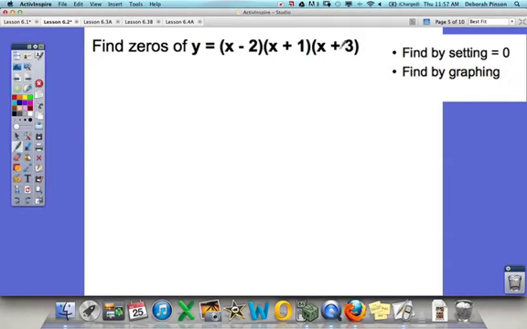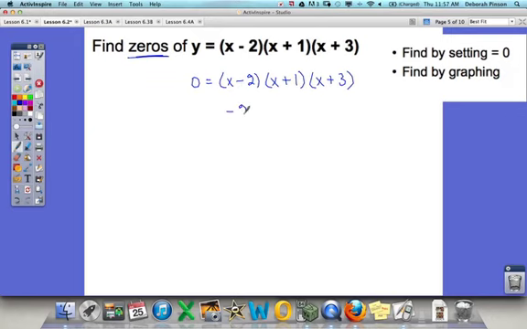Because this one's a little bit big, I went ahead and gave it to you in factored form. If it was multiplied out, it's not something you'd be able to factor. So remember, if we're looking for zeros, that means that my y is 0. And all I need to do is set each of these equal to 0 and solve.